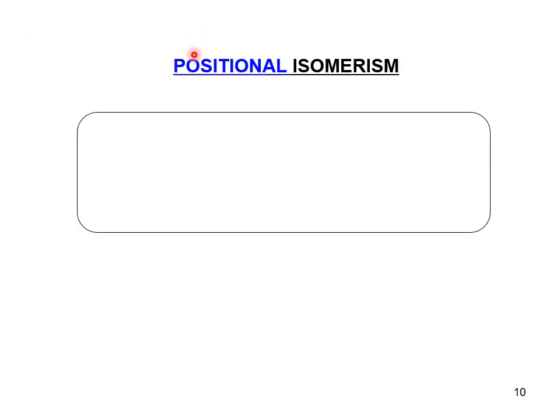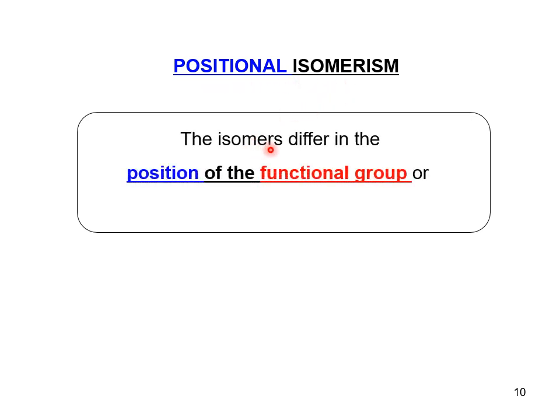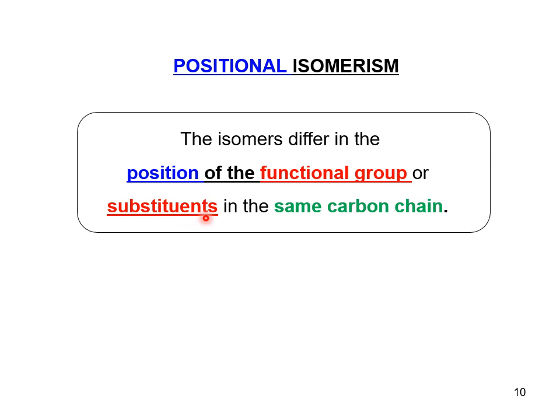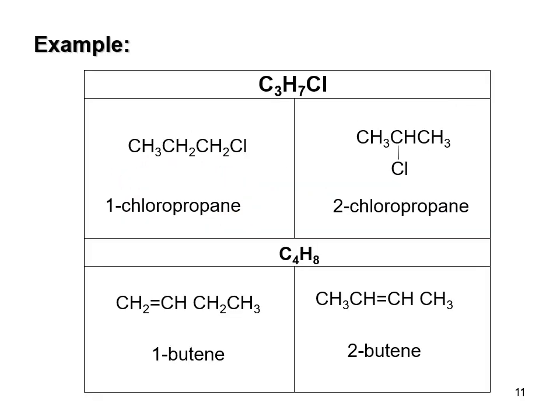The second structural isomer is positional isomer. The isomers differ in the position of the functional group or substituents in the same carbon chain. Take note, this one is the difference in position of the functional group and substituents. Okay, we can try it.